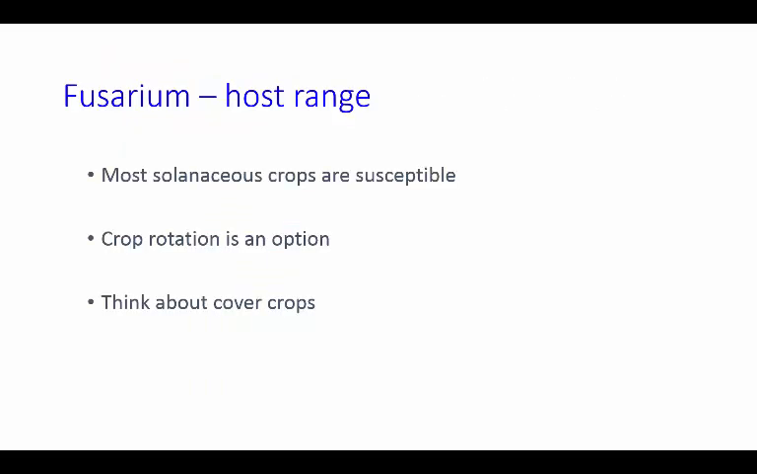Unlike verticillium, fusarium has a more narrow host range, but many solanaceous crops are susceptible. So crop rotation is an option, but you still just need to be careful about rotating away from solanaceous hosts. And it's not as big of a problem as for verticillium. So cover crop selection will be a lot easier for fusarium than for verticillium.